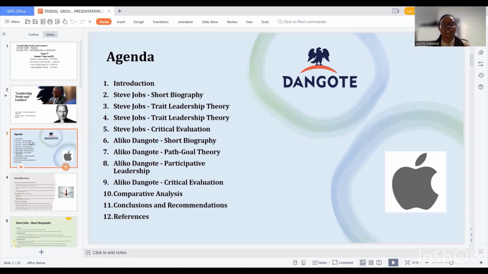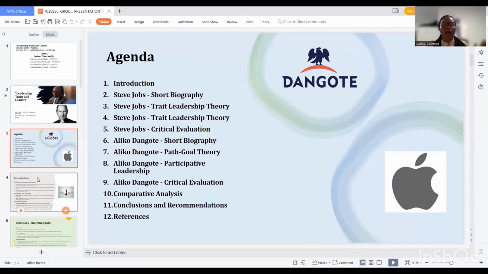Now, diving into the agenda of today, which has to do with the introduction, Steve Jobs, the short biography. We have Steve Jobs traits leadership theory. We have Steve Jobs critical evaluation. We have Aliko Dangote short biography. We have Aliko Dangote path goal theory. We have Aliko Dangote participative leadership. We have Aliko Dangote critical evaluation, which in that area we'll be talking about the weaknesses and the strengths. Also, we have the comparative analysis. We have the conclusion, recommendation, and the references.